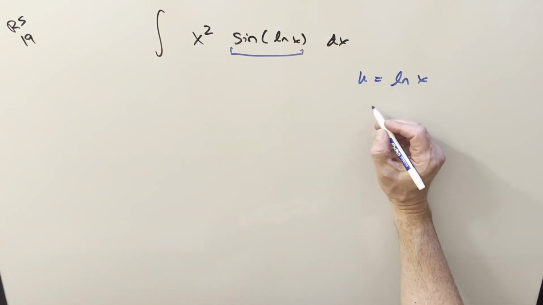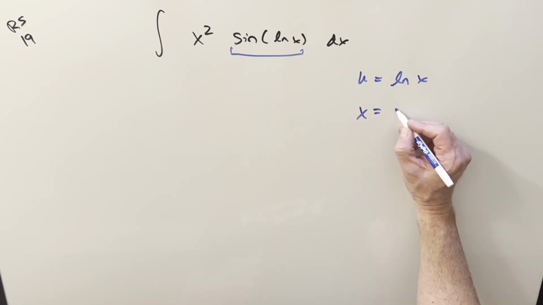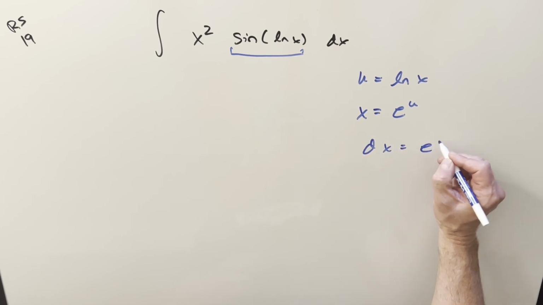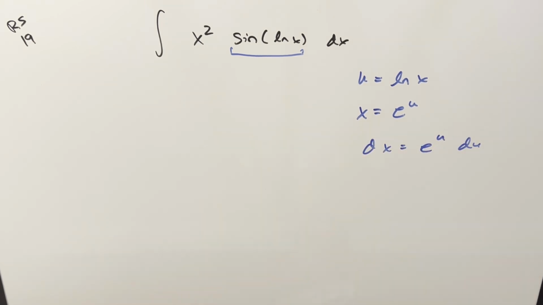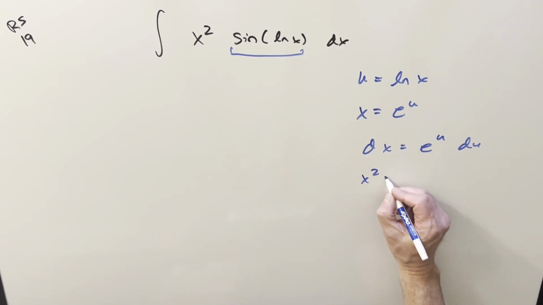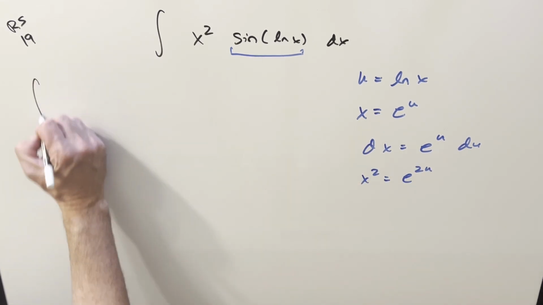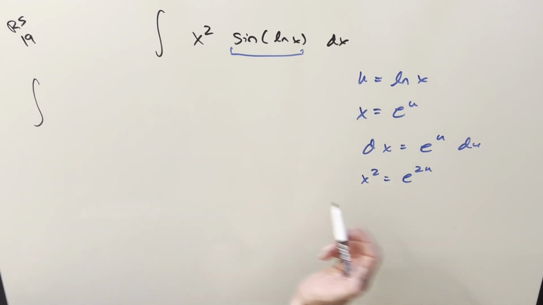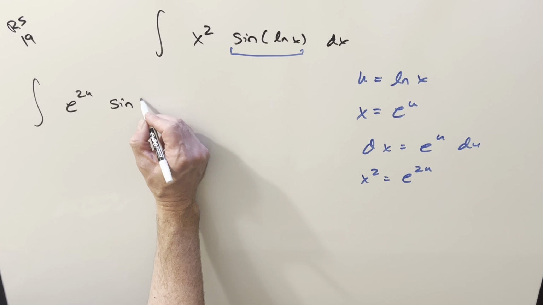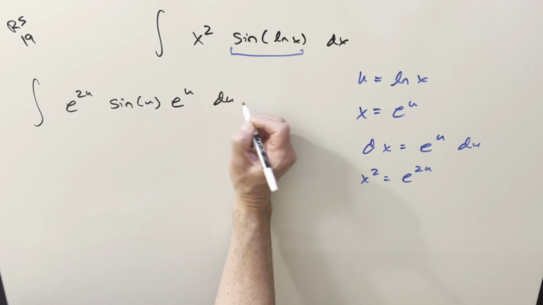Rearranging this with log properties, we're going to have x equals e to the u. Now take a derivative, dx is going to be e to the u du. When we do this, our x squared value is just going to be this squared. x squared we can write as e to the 2u. Go ahead and substitute. x squared is going to be e to the 2u, then we're going to have sine of u, and dx is going to be e to the u du.